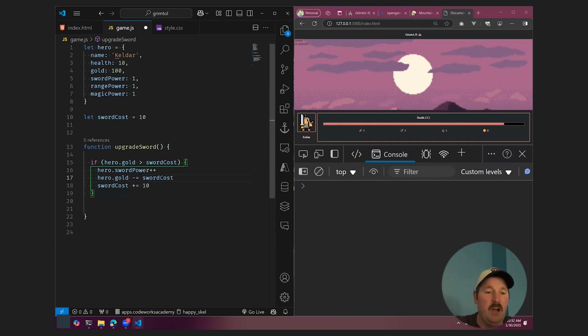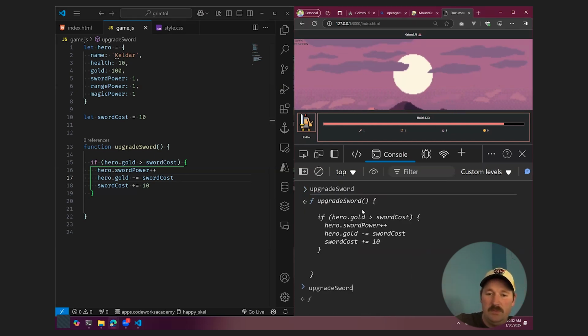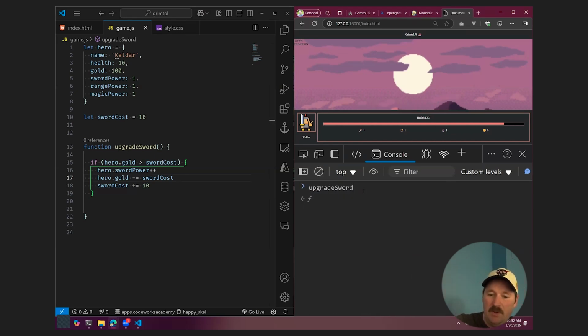This is just Alt or Option and up and down. If I hold Shift and Option, it duplicates the line. Cool. Now, if I upgrade my sword, whoops. Let's upgrade my sword.